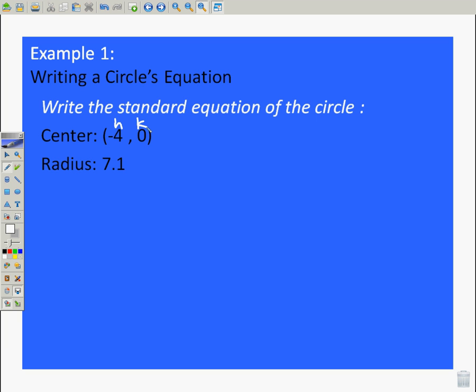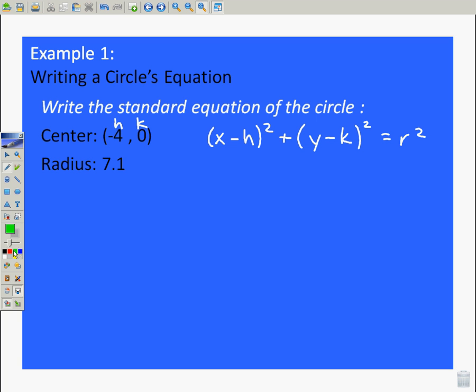This is k. All right? So when I label those h and k, I'm going to write the standard equation for a circle. It's (x minus h) squared plus (y minus k) squared equals r squared. Now, it's a plug and chug kind of a game.